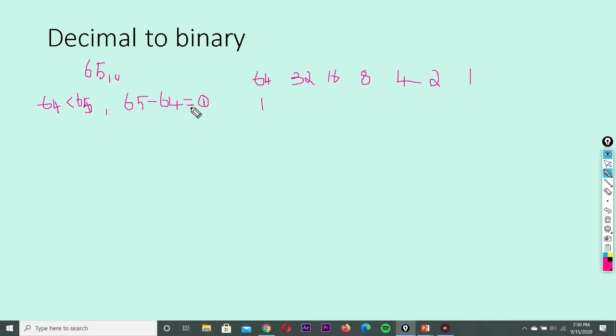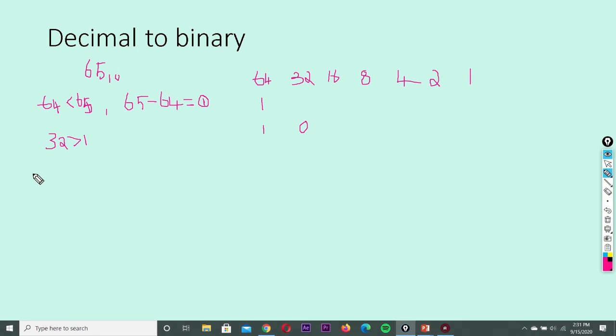Okay, we should not take 65 anymore. We take the result of the subtraction, and with that result we have to compare the remaining powers of 2. Now if you take 1 and compare with 32, 32 is greater than 1. So the power is greater than the result. Okay, so if it is greater we have to make it as 0. So the second bit is also 0. If it is lesser we make it as 1. If it is greater we write 0.